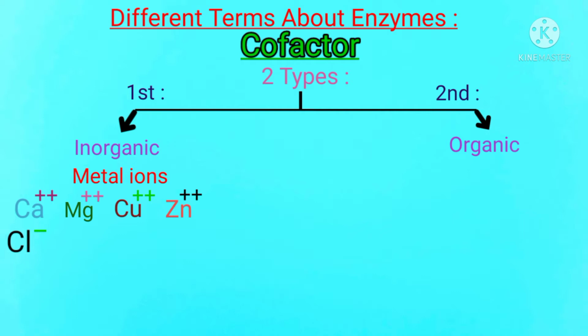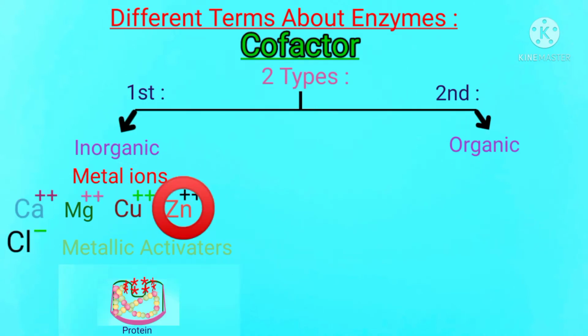Either that are the positive ions or negative ions. Mostly these are the positive ions which are given here. But negative ions like chloride ions can also become the inorganic cofactors. We can also give them another name, the metallic activators, because in the old course these are known by the name of metallic activators.